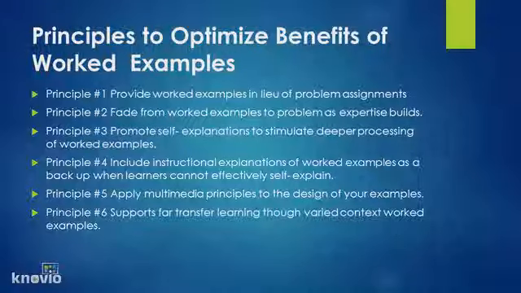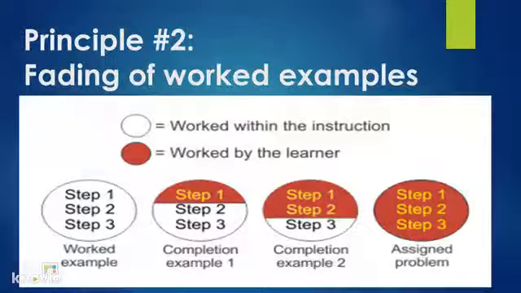There are 6 main principles associated with worked examples. Principle 1, which is a worked example in lieu of problem assignments, is considered to be the most effective in the early stages, but it can become a hindrance for high-knowledge learners later on. Principle 2 is where the fading of the worked example begins. With this principle, the learner is provided with a fully worked example, followed by another example where most of the steps are already worked, and the learner solves the final steps. The series ends with the learner solving a practice problem on their own.